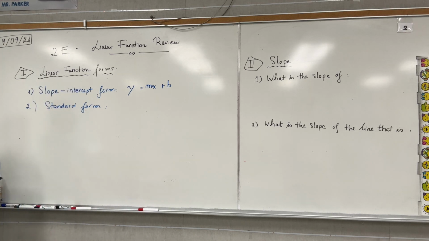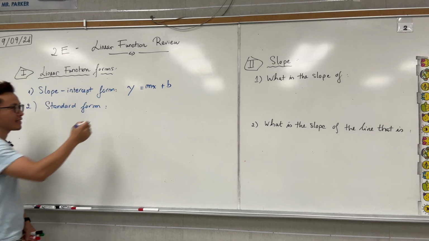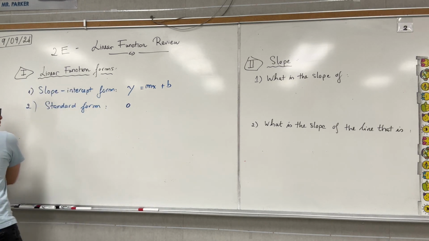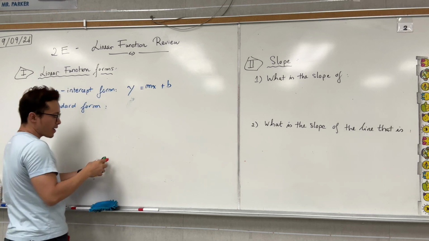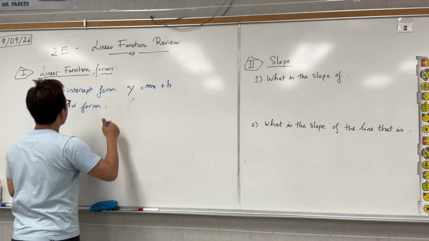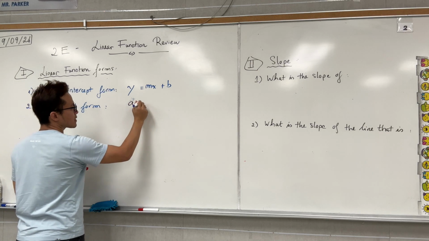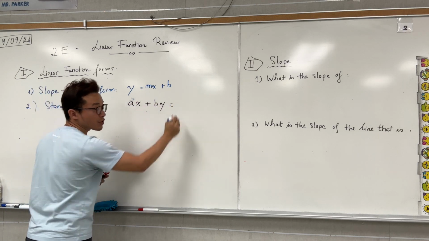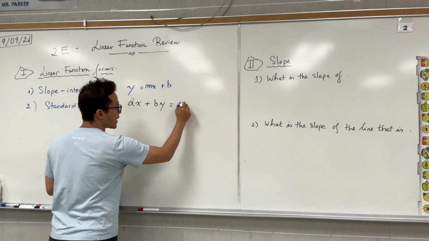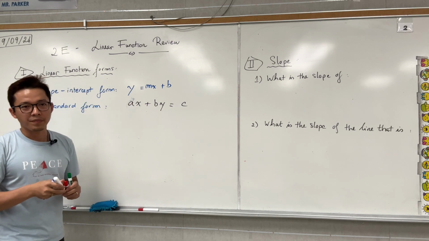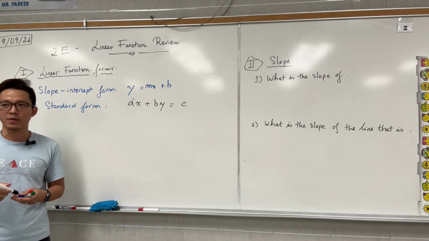AB plus BC plus CD equal to DE. Close, but not that. You need to have X and Y. AX plus BY. That's very close. Let me use different letters: AX plus BY equals C. Very good. In this form, which one cannot be 0?